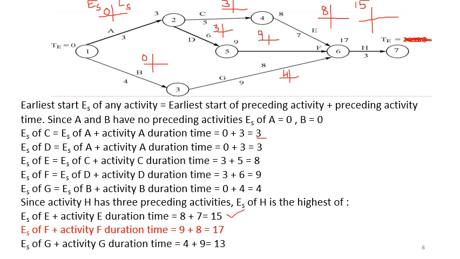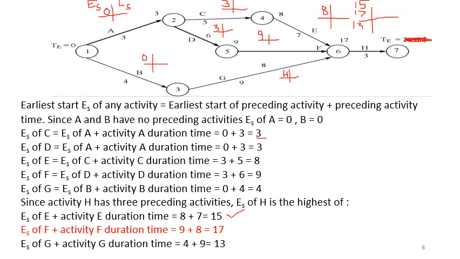Similarly, if I consider now activity F, it will be 9 plus 8, that will be 17. We'll have a value of 17. And if I consider G, it will be 9 plus 4, 13. 9 plus 4 will be 13.